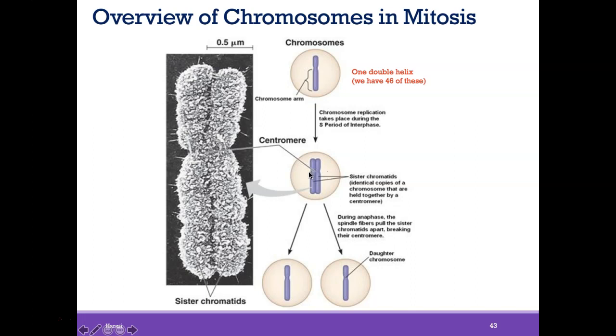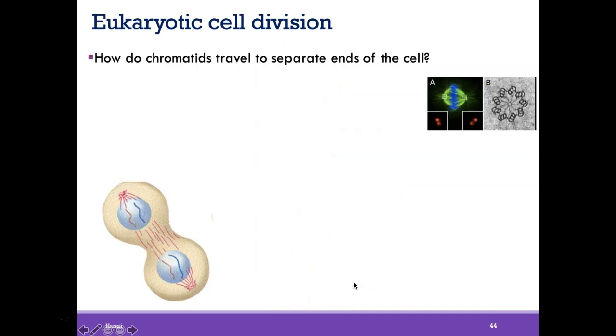There are 2 kinetochore proteins. And during a point in cell division, these 2 sister chromatids will be pulled apart. Remember, sister chromatids are 2 identical double helices. This will happen 46 different times. Well, I should say, 46 of these pairs will be separated. So at the end, we're going to have 46 chromatids in this cell, 46 chromatids in this cell.